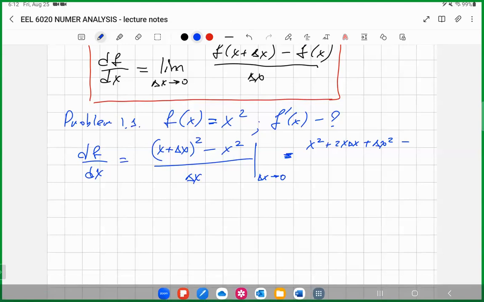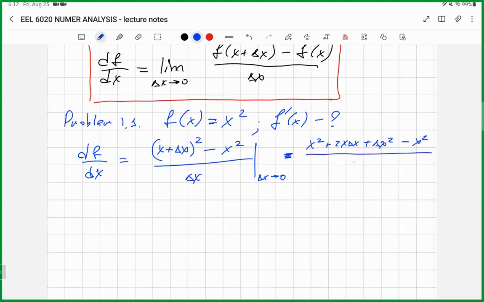Then this minus x squared left, and divided by delta x, with delta x going to 0. Right, so the x squared cancels out. And then delta x can be cancelled in the numerator and denominator. So finally I get 2x plus delta x, with delta x going to 0.